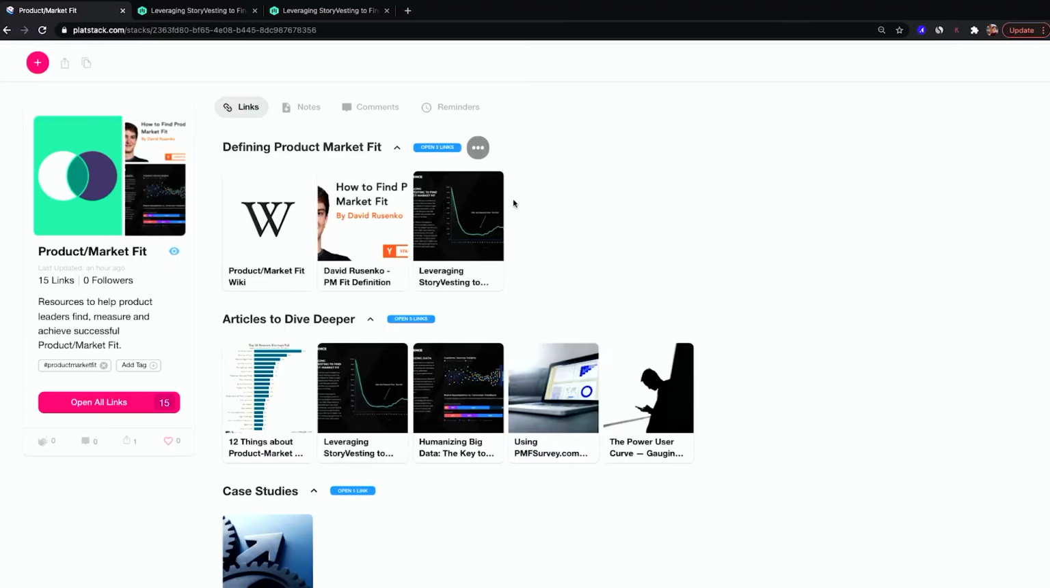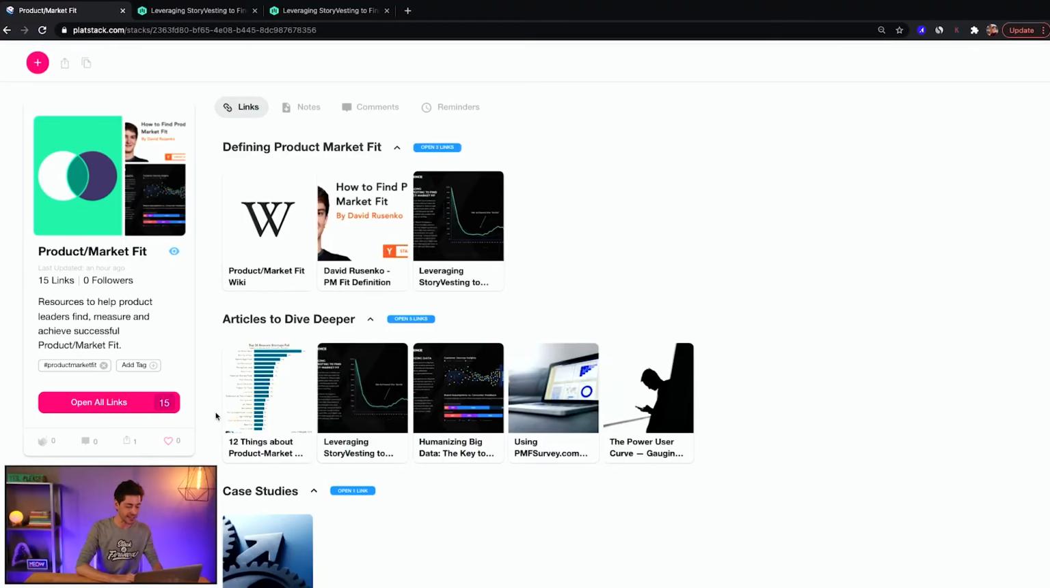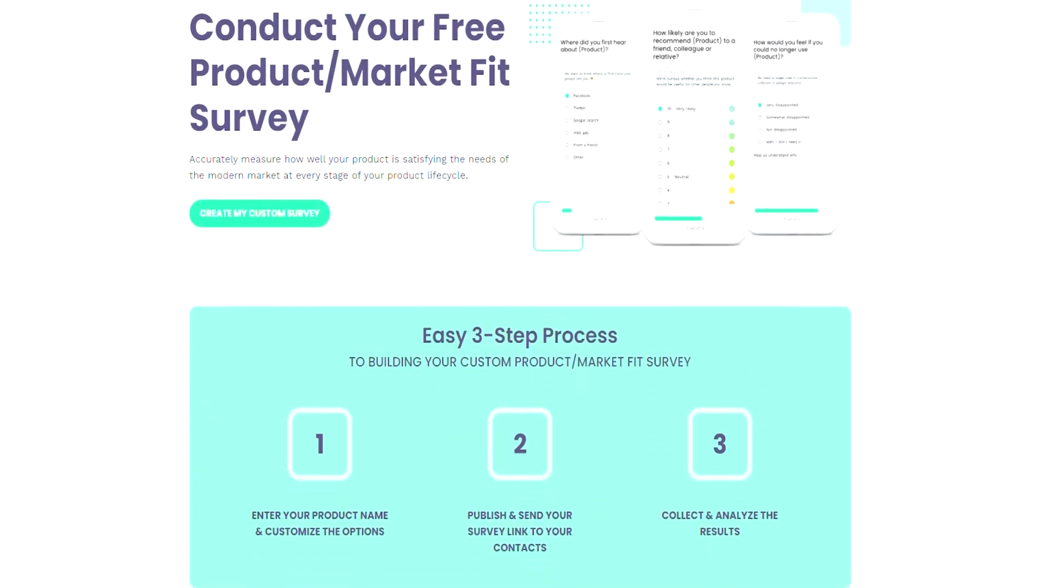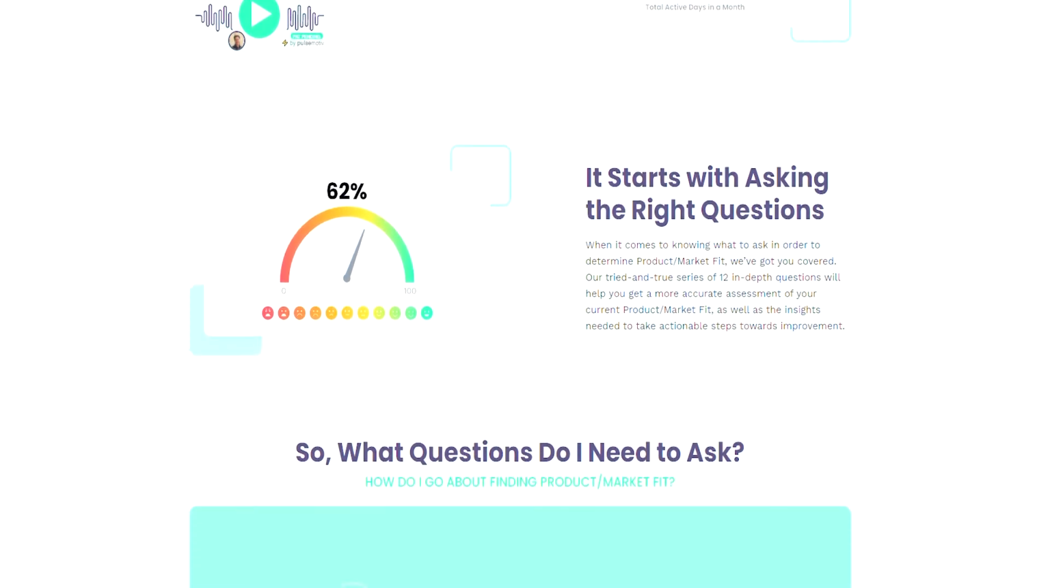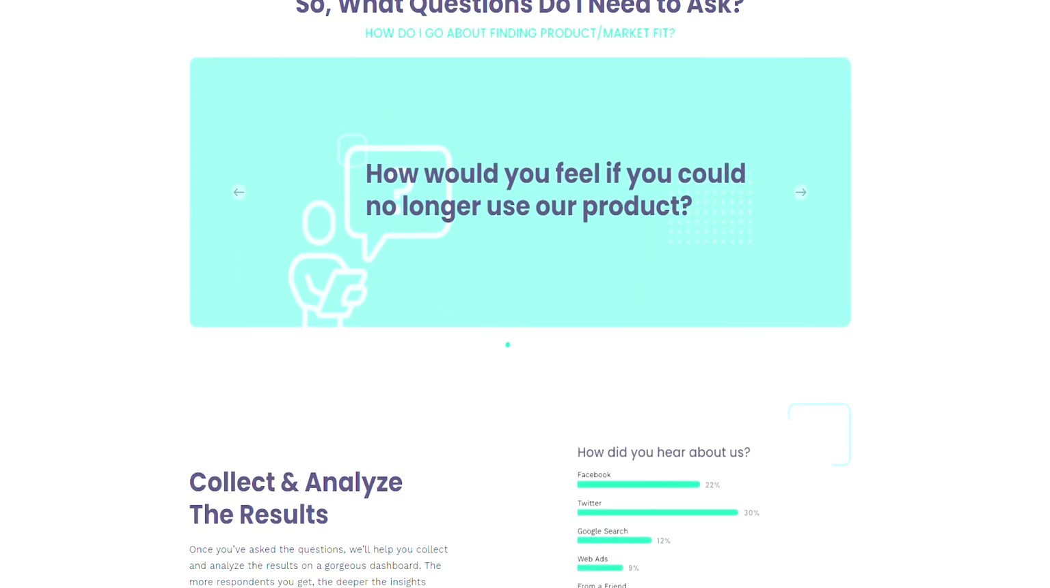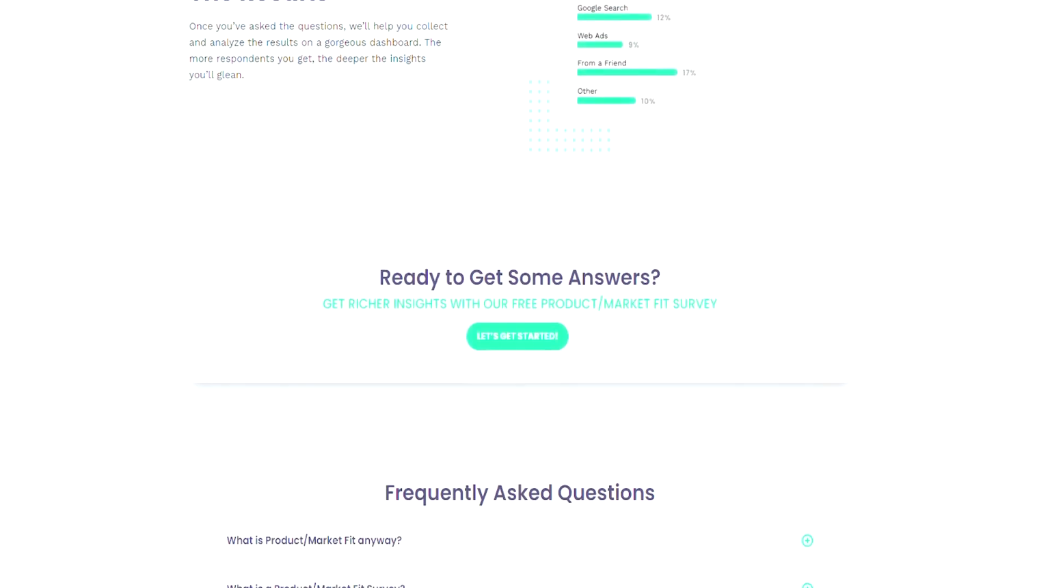But okay, here's my tip for how you can start to accurately find and measure product market fit completely on your own. Follow me over to this link in my stack or jump over to freeproductmarketfitsurvey.com. And this is a tool that we built at Rocket Source Labs to make it easy for anyone to create their own custom survey completely for free.